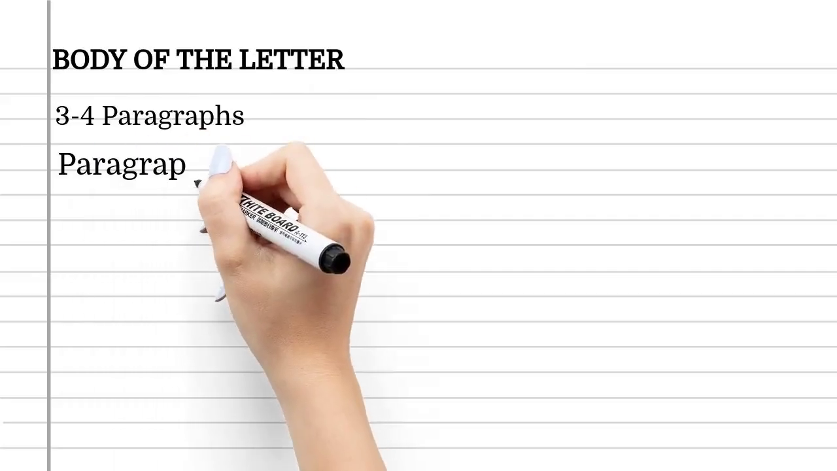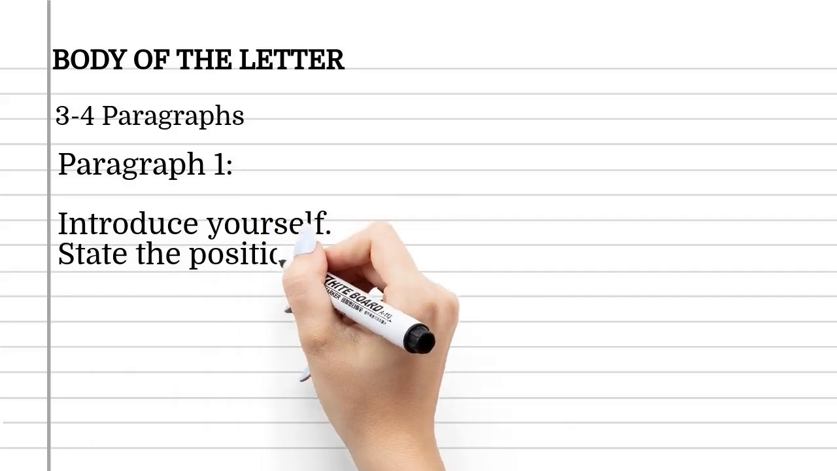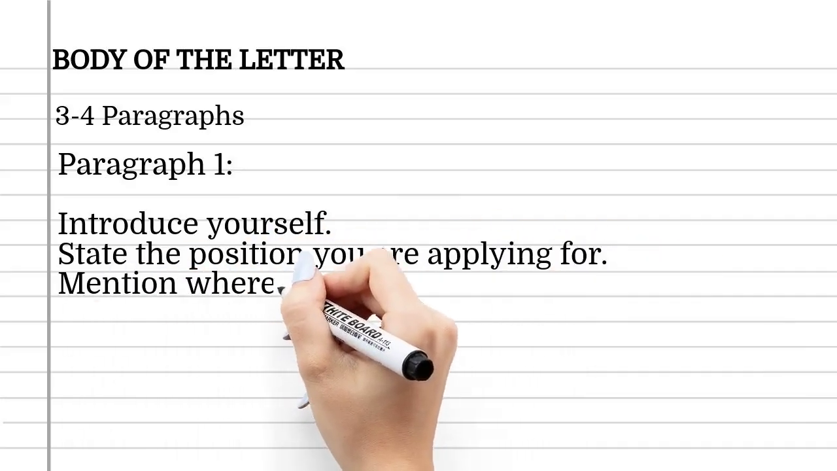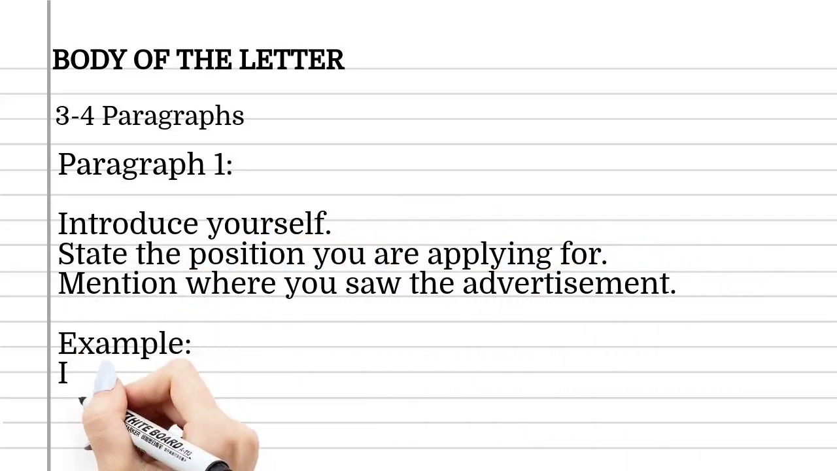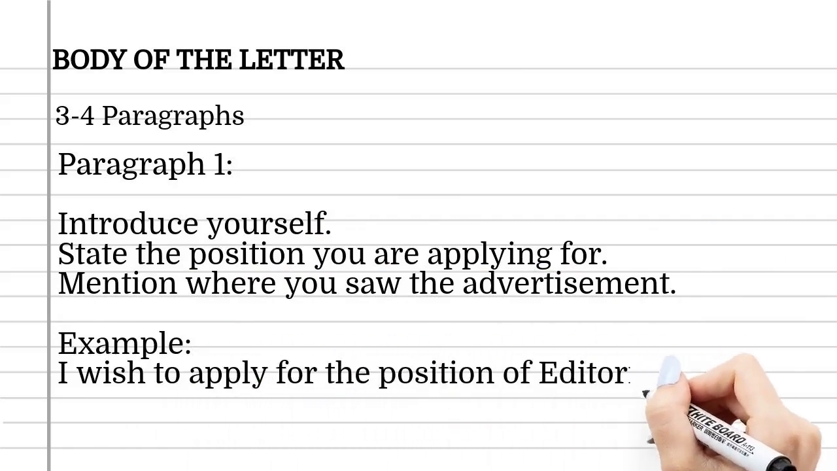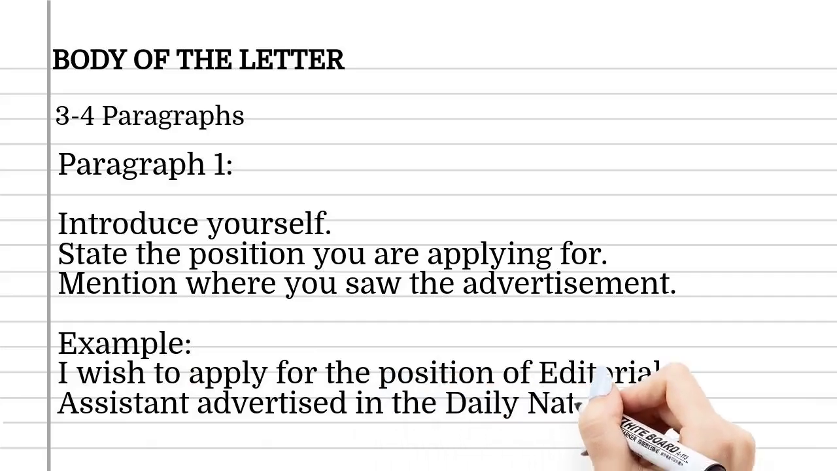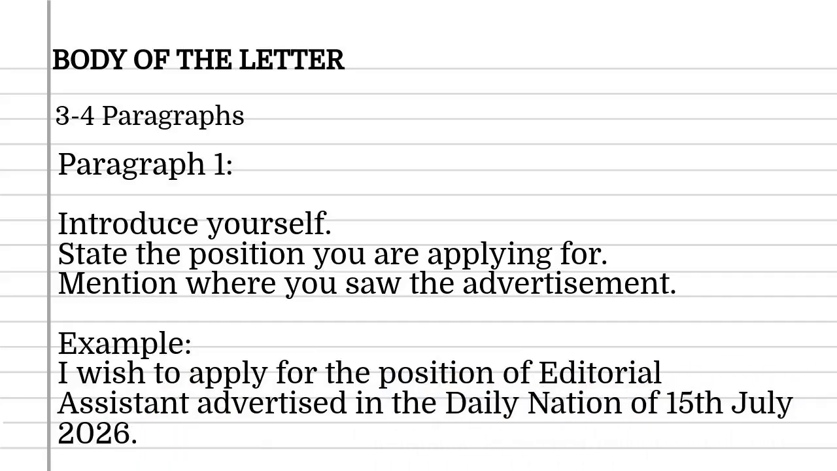Part 6 of the letter, that is the body of the letter. This is the most important section. Write 3 to 4 paragraphs. In paragraph 1, you introduce yourself, state the position you are applying for, and mention where you saw the advert. For example, I wish to apply for the position of editorial assistant advertised in the Daily Nation of 15th July 2026.